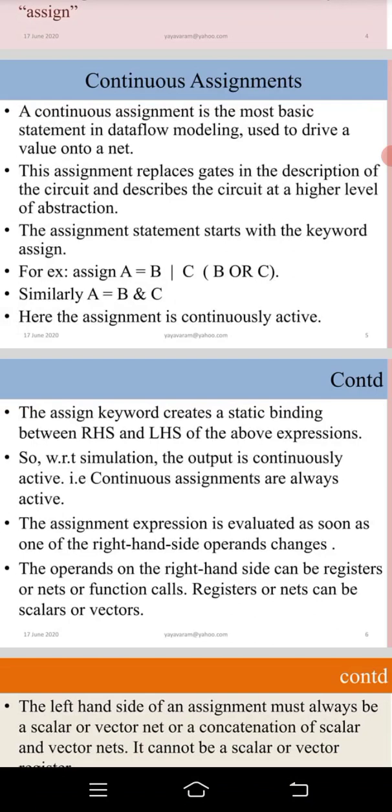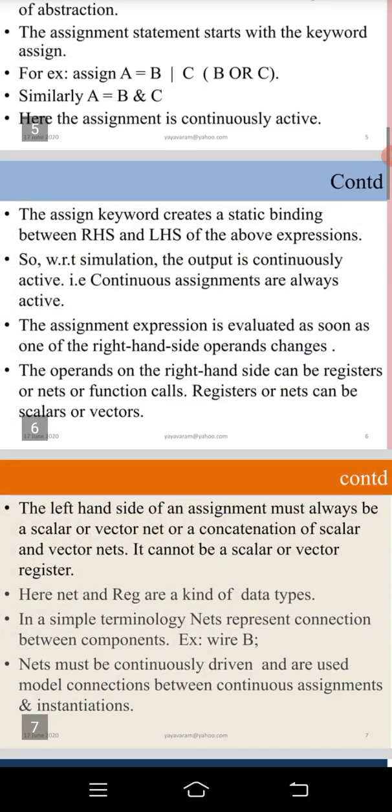The operands on the right-hand side can be registers or nets or function calls. Registers or nets can be scalars or vectors. The left-hand side of an assignment must always be a scalar or vector net or a concatenation of scalar and vector nets. It cannot be a scalar or vector register. Here net and reg are kinds of data types.